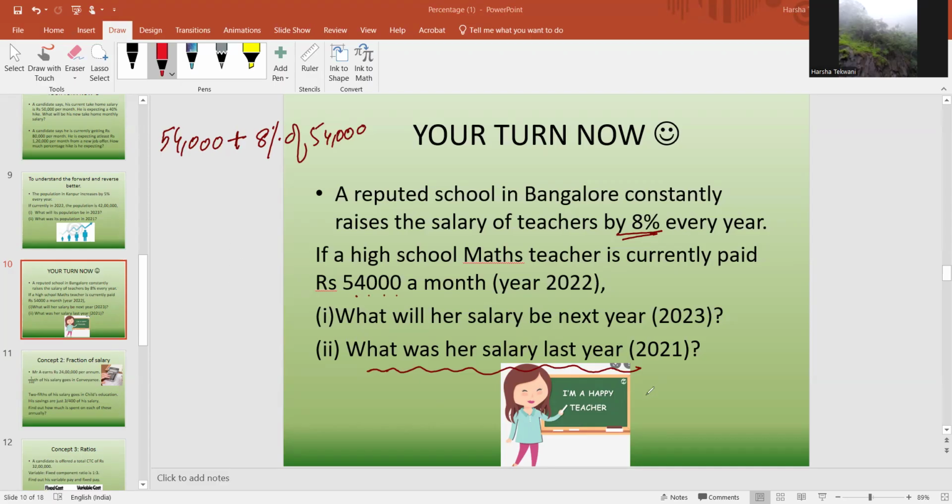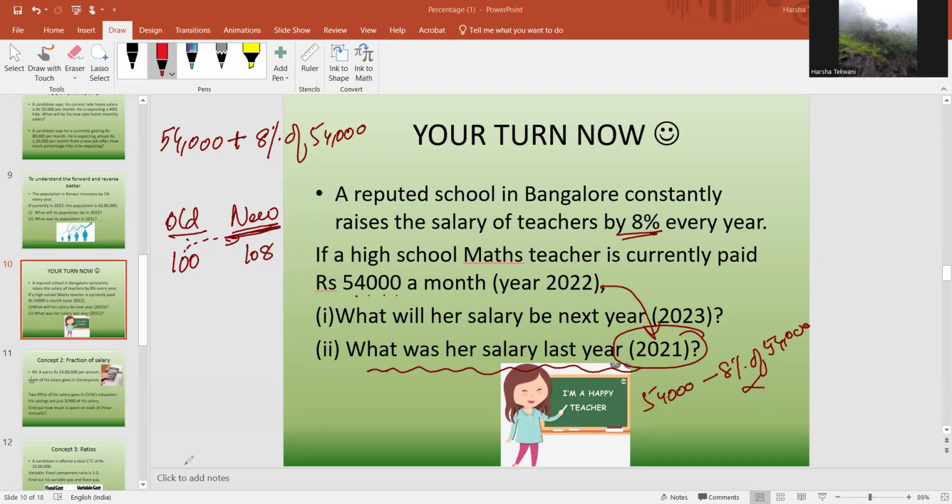I do not use minus sign. This is an incorrect approach. Okay, this is wrong. We can do the 100 method, okay? Old versus new. Let my past, meaning 2021, be past compared to 2022. Let the old salary be 100. They raise it by 8% so that my new salary is 108 rupees.